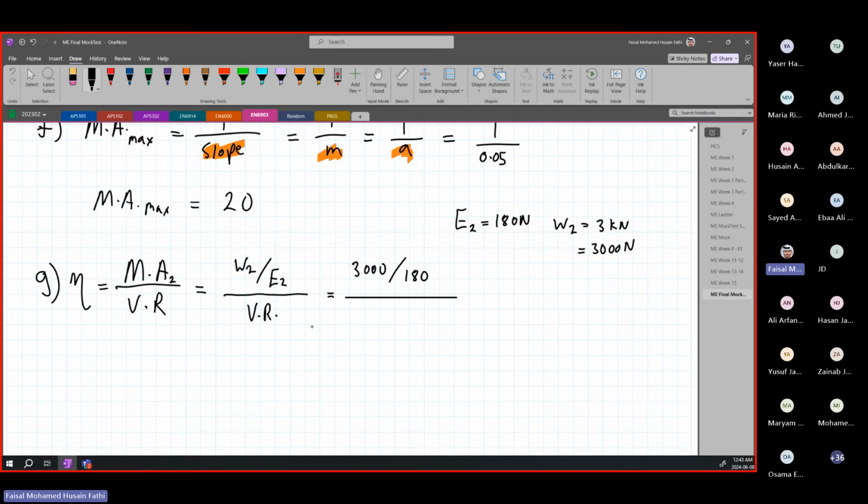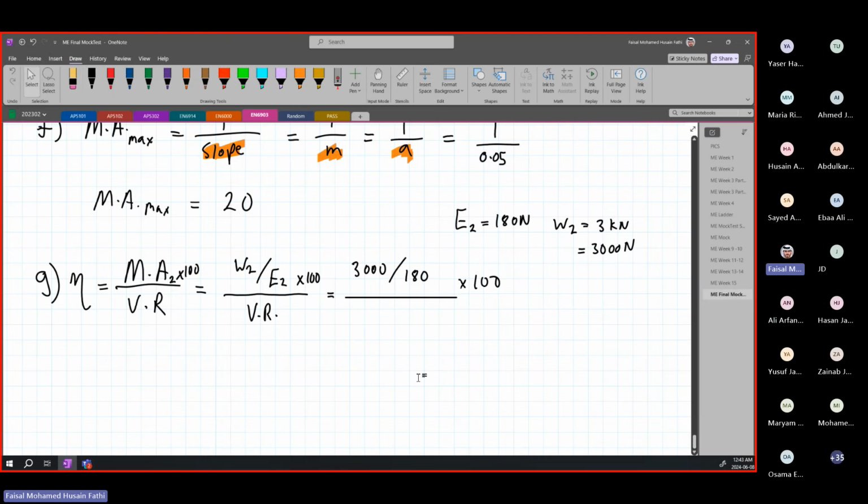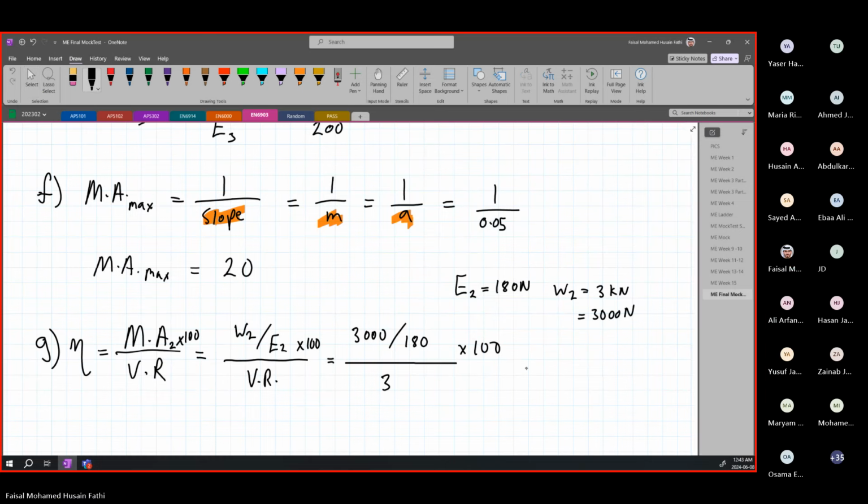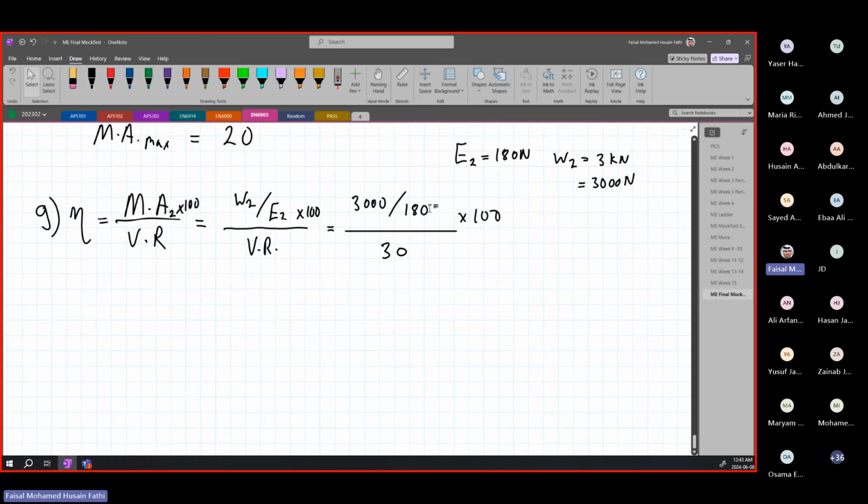Yes, of course, multiply by 100. Thank you very much. I always forget the 100. Multiply by 100, multiply by 100, and then divide by our VR that we calculated early on, which is 30. And that's it. You can calculate your mechanical advantage separately if it's easier for you. It's just the same thing. I just did it all in one step.